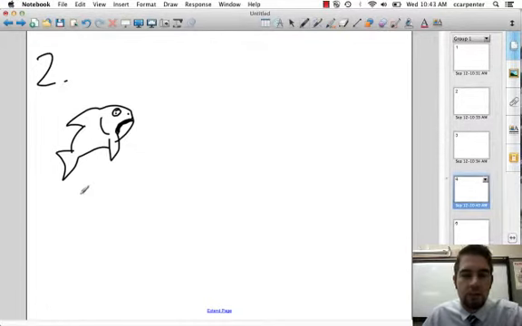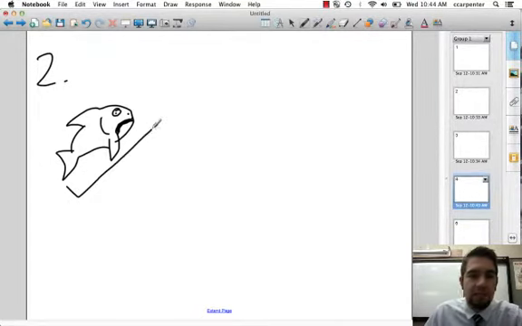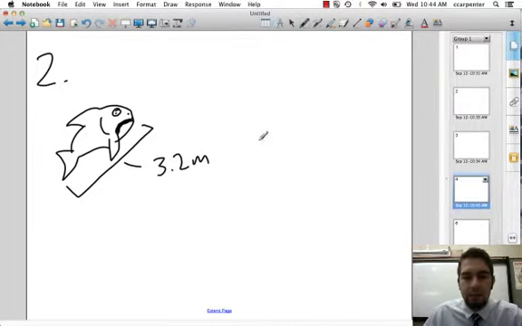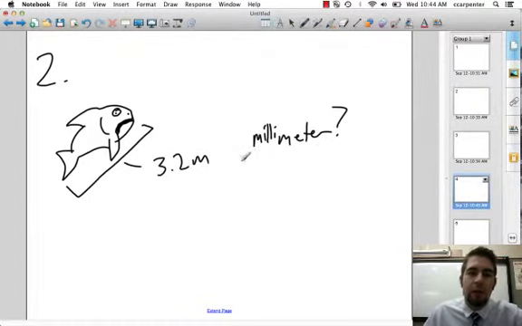All right. This fish, let's say it weighs, I don't know. You know what? Let's do length. Let's just say that this fish is, let's say it's a really big fish, 3.2 meters in length. All right. Now I want to know how many millimeters this 3.2 meter fish is.